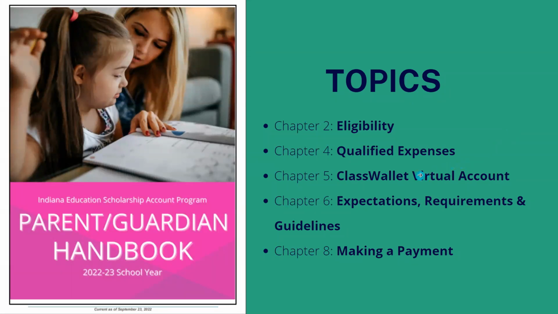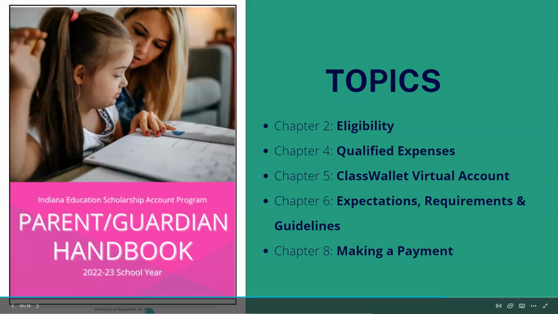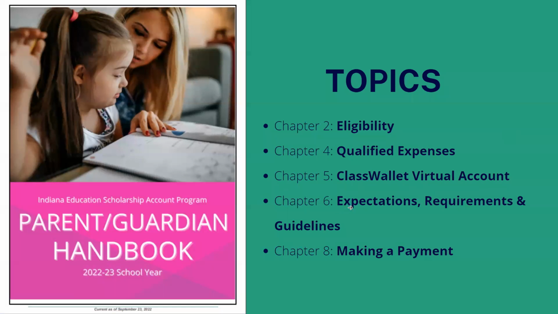So let's get to the parent guardian handbook. Again, here's the school year that it's referencing and the current as-of date down at the bottom. I pulled a couple of topics here that I thought I would mention today. Chapter 2 is student eligibility. Chapter 4 covers different qualified expenses, so these are things that families would be able to use ESA funds to pay for. Chapter 5 is all about the ClassWallet virtual account, so setting that account up and how payments are made.